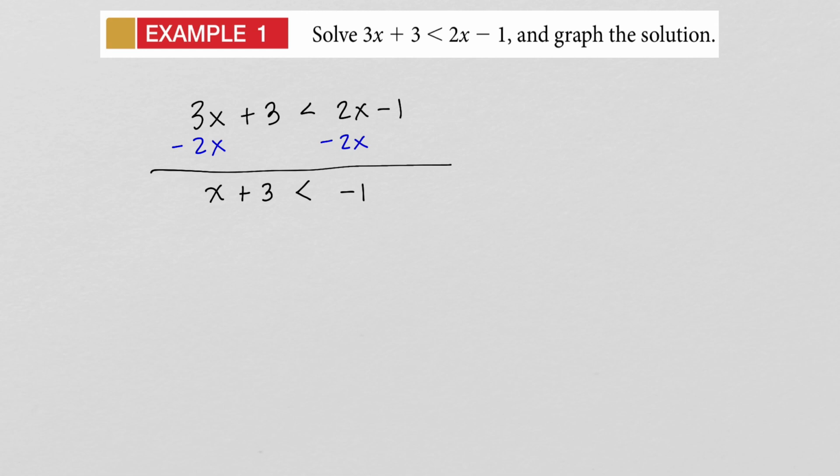Now to get x completely by itself, we'll subtract 3 from both sides, and this gives us x is less than negative 4. And this is our solution. And so in order for this inequality to be true, x can be any number less than negative 4.